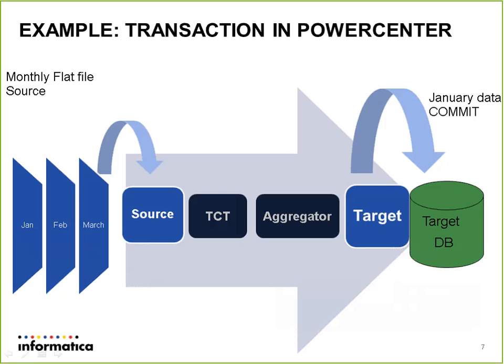As you can see, data for the month of January would be committed to the database, and then February, and then March. Thus, PowerCenter gives you the ability to control transactions, to decide the set of rows you want to process as part of your transaction and when to commit or roll them back.